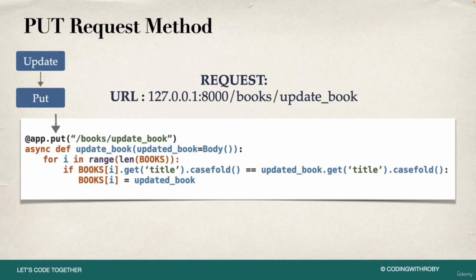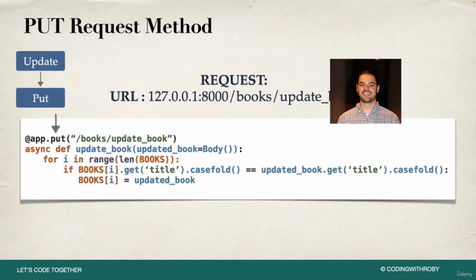And then for i in range of the length of books, we're going to look at each book to see if the title.casefold matches the updated book that we're passing in as the body. And if it does, then we're just going to swap out that location with the new book and update that location within the list with the new book. So a PUT and a POST are pretty similar when it comes to being able to have body information, but we just have to remember that POST is for creating data, while a PUT is for updating data. And with that, let's dive into the code and create our first PUT request method.